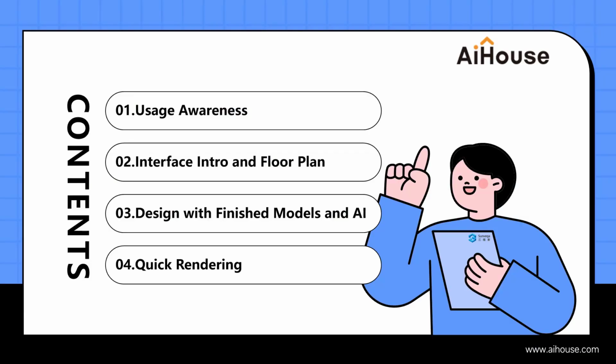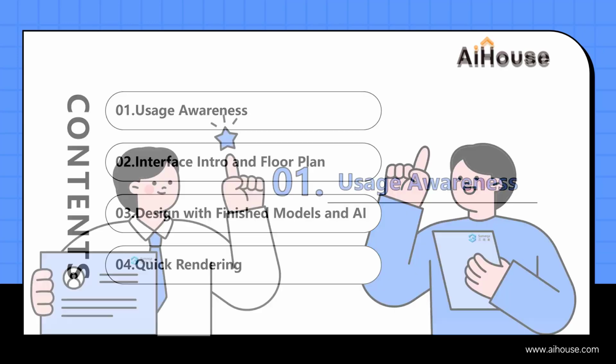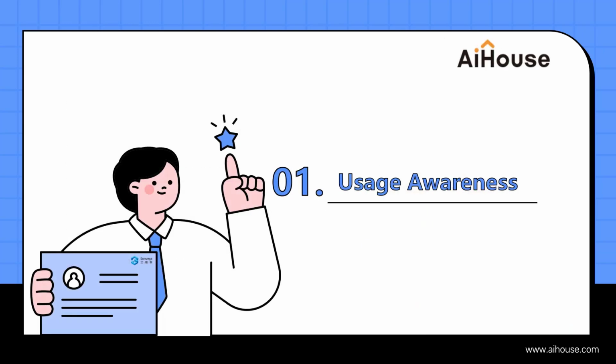So for the first day, the contents will be, the first is about the usage awareness. And second is about the introductions of the interface and floor plan. And third, we will start designs with the finished modules and AI. And fourth, after the designs, we are going to have the quick rendering and get rendering pictures. So let's start with the first, the usage awareness.